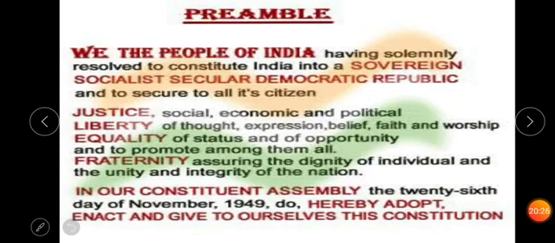As here you can see, we the people of India, हम भारत के लोग, having solemnly resolved भारत को एक संपूर्ण प्रभुत्व संपन्न समाजवादी धर्मनिरपेक्ष लोकतंत्रात्मक गणराज्य बनाने के लिए तथा इसके नागरिकों को समस्त नागरिकों को न्याय. This is the way through which the preamble is described, means there is no discrimination in the preamble. It is providing the introductory note at the beginning of our constitution, where it is the vision of the constitution makers or founding fathers of the constitution.